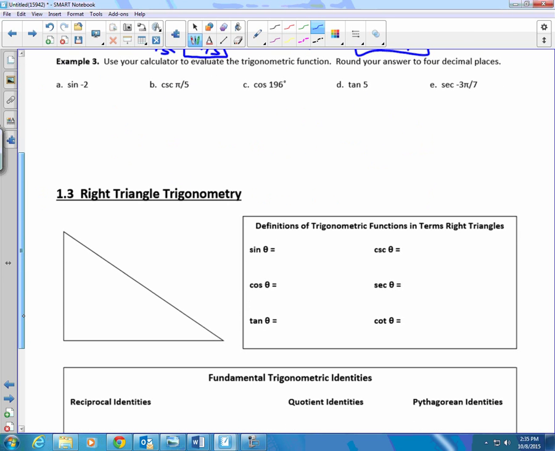Let's look at example 3. It says use your calculator to evaluate the trigonometric function. Round your answer to 4 decimal places. This is where you're going to have to practice typing things into your calculator, and I'm going to help you do that. So take your calculator out.